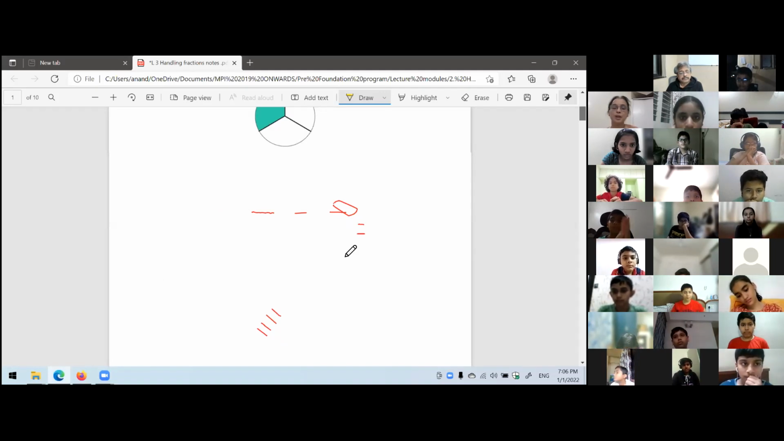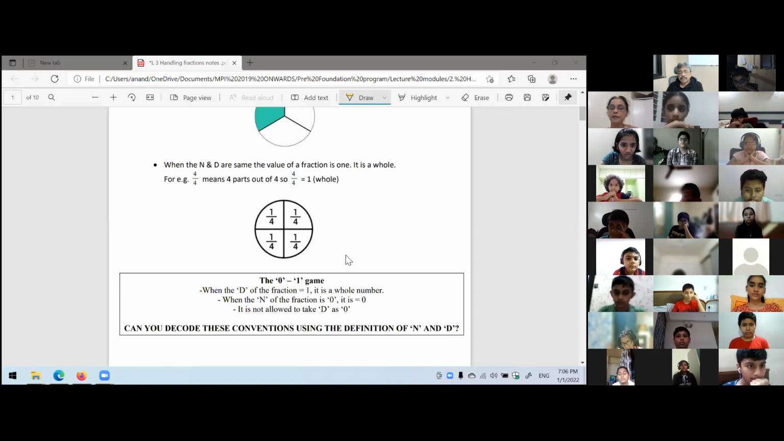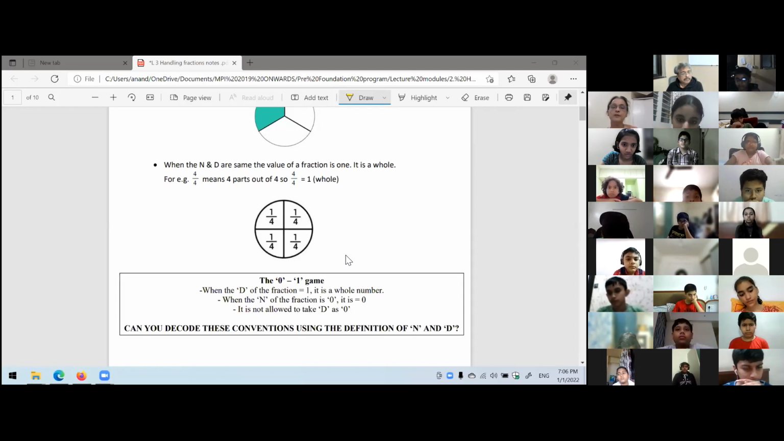Now, when the whole is made into, say, 4 parts and all 4 parts are taken, how will I write it? Denominator will tell how many parts are made and numerator will tell how many parts out of that are taken. So 4 parts out of 4 are taken means full is taken.